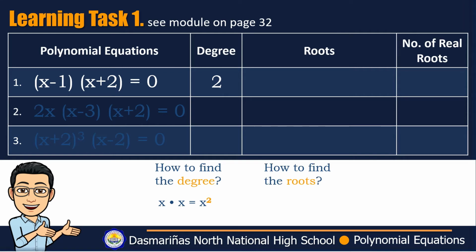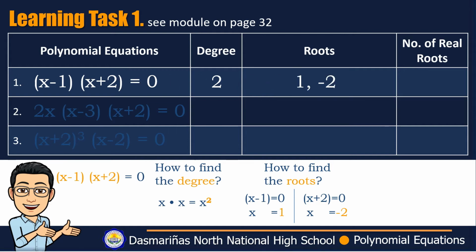Next, how to find the roots? You can find the roots or solutions of the polynomial equation by setting each factor equal to 0 and solving for x. So we have x minus 1 is 0 and x plus 2 is 0. Just like what we did earlier, transpose negative 1 to the other side of the equation, change the sign, then we have x is equal to 1, and solve for the second one. Transpose 2, so we have negative 2. The roots of the given polynomial equations are 1 and negative 2.